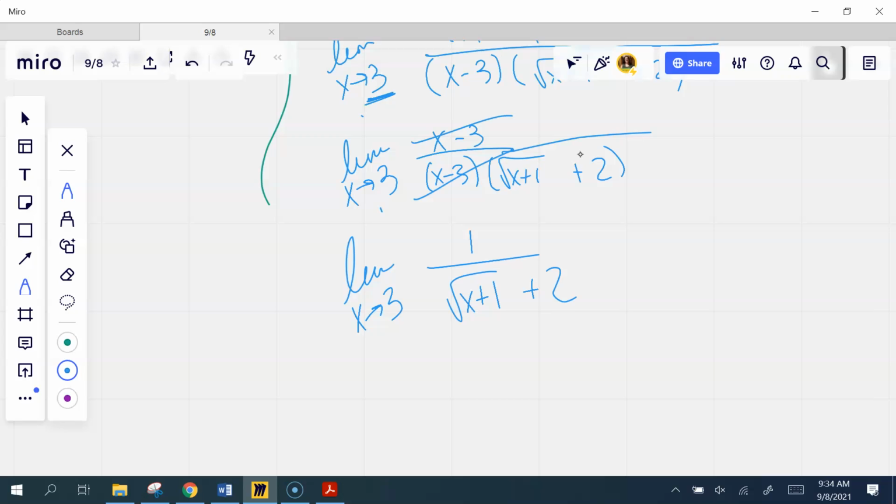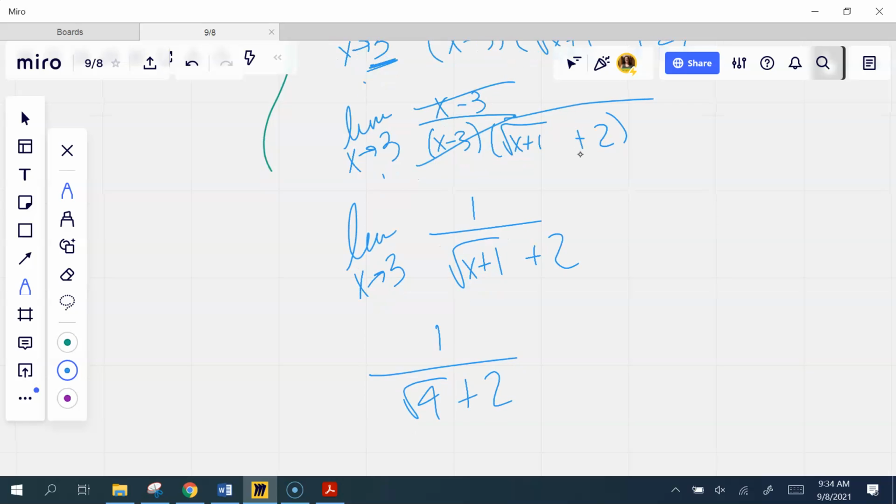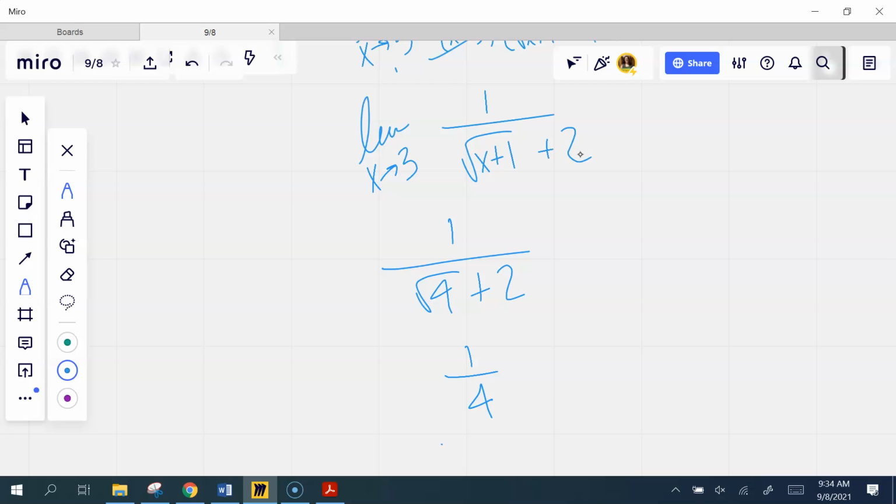I'm sorry, we'll do one more with the alternate formula if you're an alternate formula fan. Obviously, I'm not. Now you can plug in 3. That's exactly right. One-fourth.